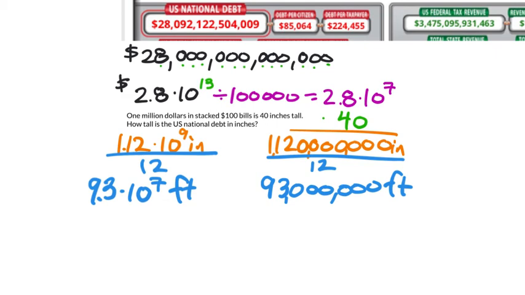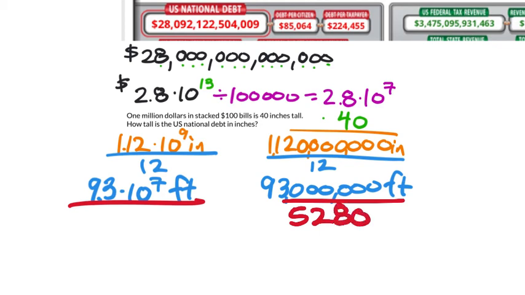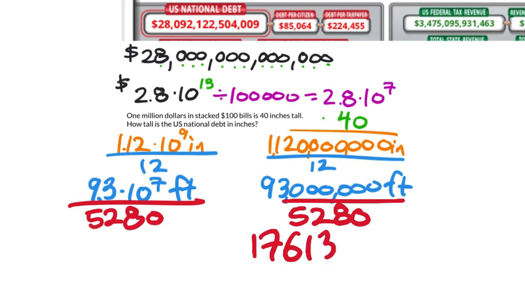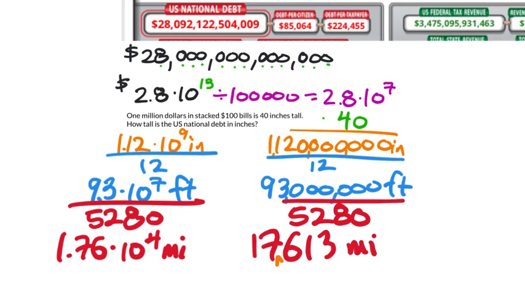But let's go ahead then and figure out how many miles this is. So I'm going to divide it by 5280. So 93 million divided by 5280. And I get 17,613. I'll just keep the 3, give it the benefit of the doubt, in miles, which is 1.76-ish times 10 to the power of 4 miles. Okay? And that's 17,613 miles.